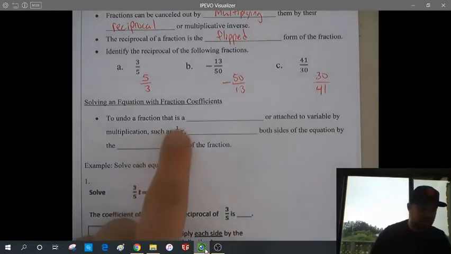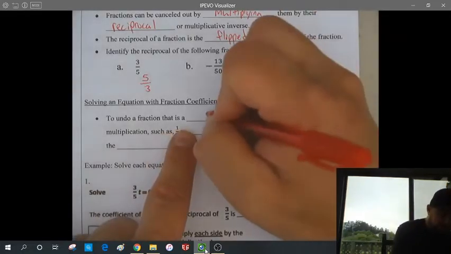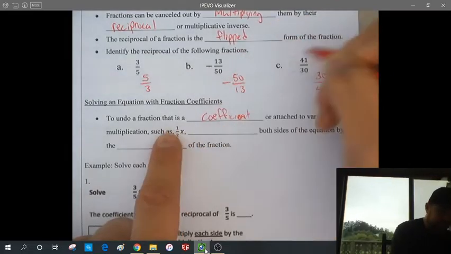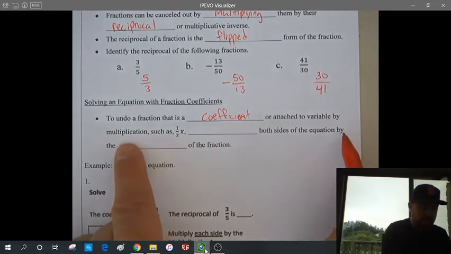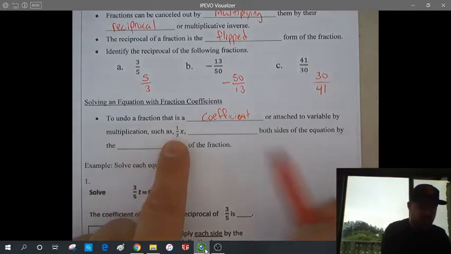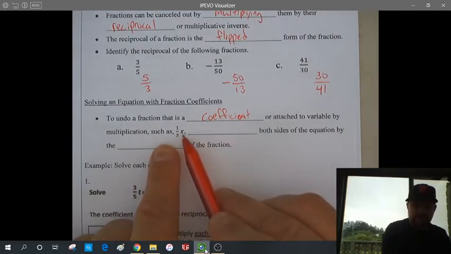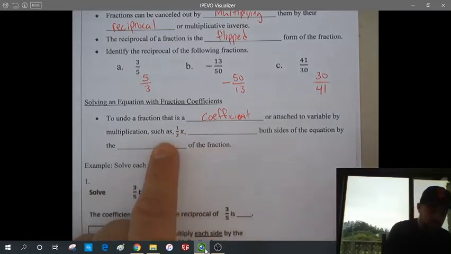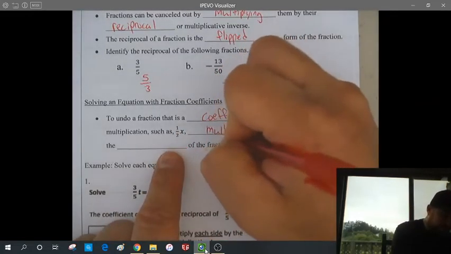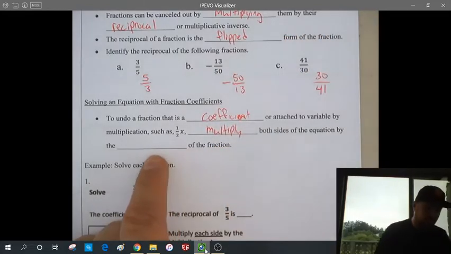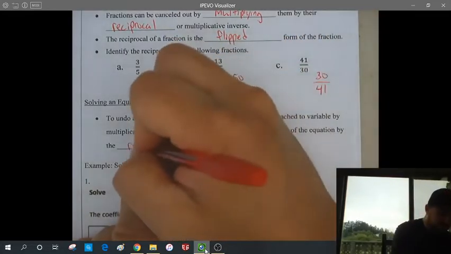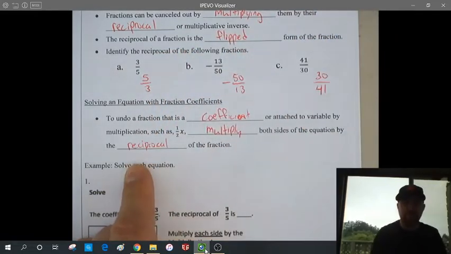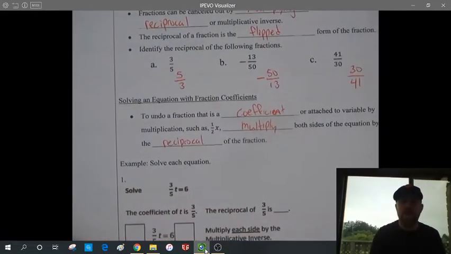So to undo a fraction that is a coefficient, or attached to the variable by multiplication, such as 1/2 x, right? In this case, the 1/2 and the x are attached together. That makes the 1/2 its coefficient, and it's a fraction. We're going to multiply both sides of the equation by the reciprocal of the fraction.